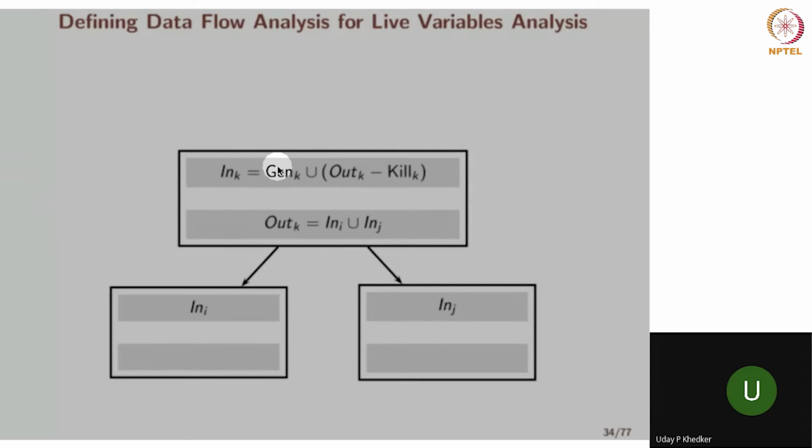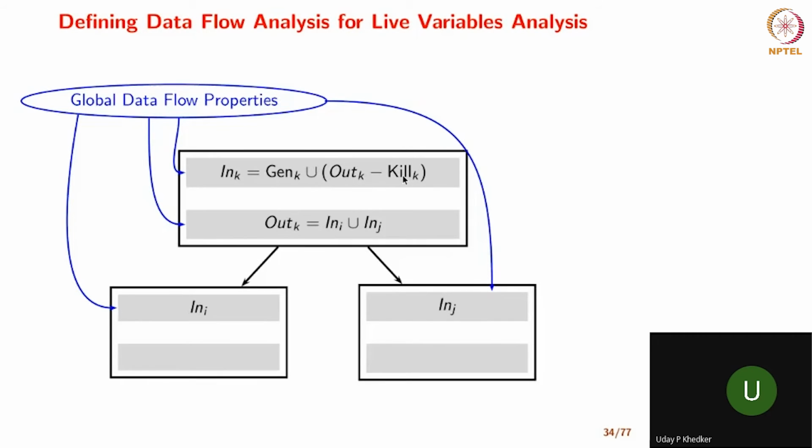So the variables that are live at the entry of the block consist of two classes of variables. The first category are those variables which become live within the basic block, and the second category are the variables which are live at the exit of the basic block but whose liveness is not killed. Therefore we simply take a union of these two. And these are what are called global data flow properties.